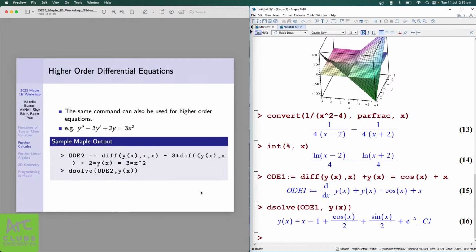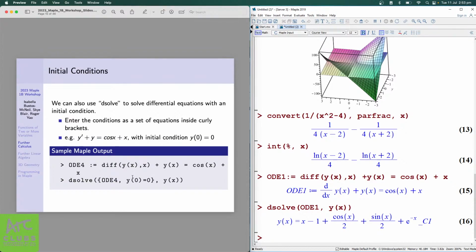We can also do the same for higher order differential equations, only for y double dash, it's diff y of x, x, and the rest is all the same. And then we just do dsolve again. We can also use dsolve to solve differential equations with an initial condition. So what we do is enter the conditions as a set of equations inside curly brackets.